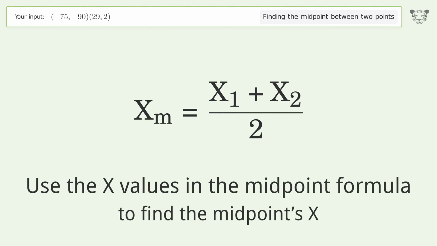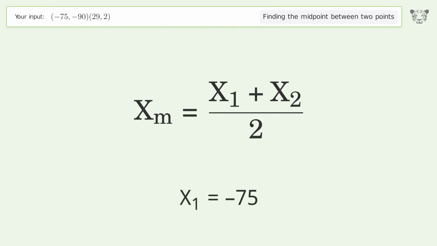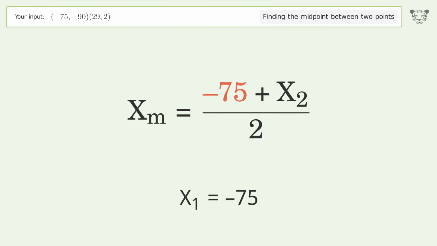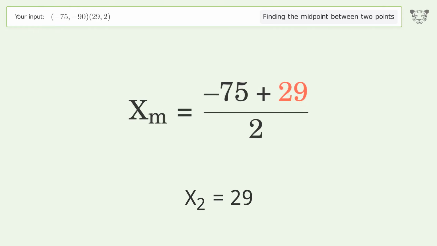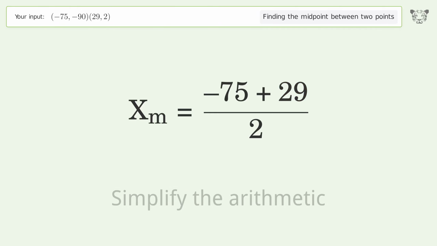Use the x values in the midpoint formula to find the midpoint's x. x1 equals -75. x2 equals 29. Simplify the arithmetic.